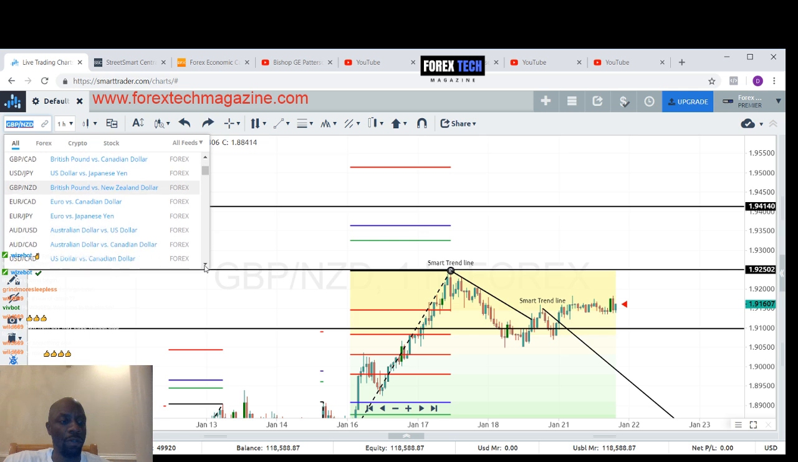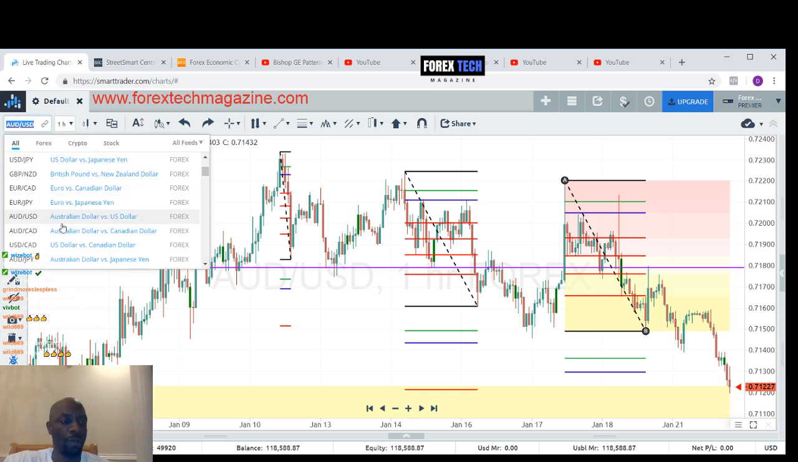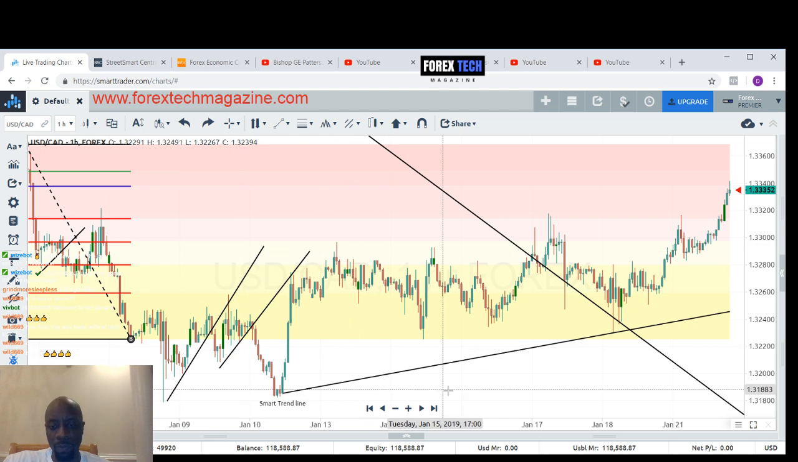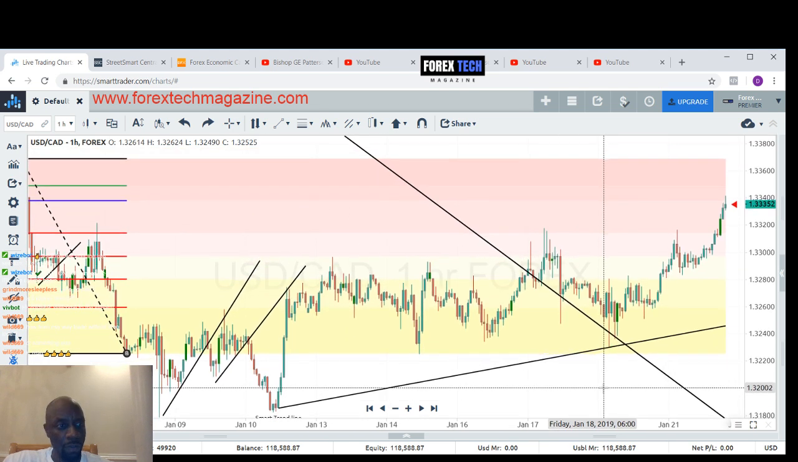Let's see here. All right, so let's get into our Alpha brand. Oops, I want to get into this one here first. All right, so here go the Alpha brand ones. These are the ones that we're looking at, trading out of the other account. This is the US dollar, Canadian dollar.